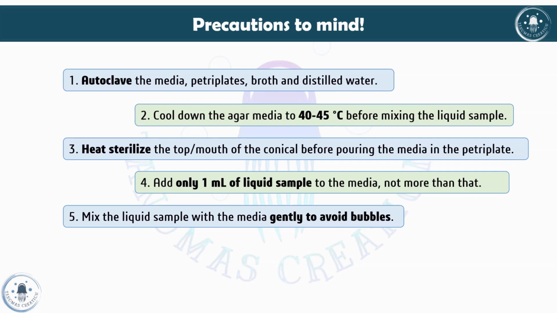Now mix the liquid sample with the media gently to avoid bubbles. This is a very vital part in this pour plate method. You need to mix the sample very gently. The more gentle and more proper the mixing is, the more space there is for the microorganisms to grow separately into colonies, right. So you need to mix the sample first and then you need to mix it very gently so as to avoid the bubbles, because bubbles can give contamination, right.